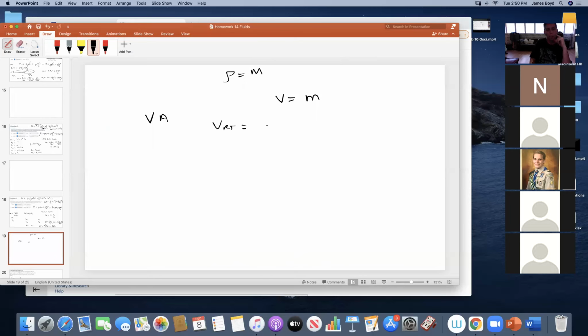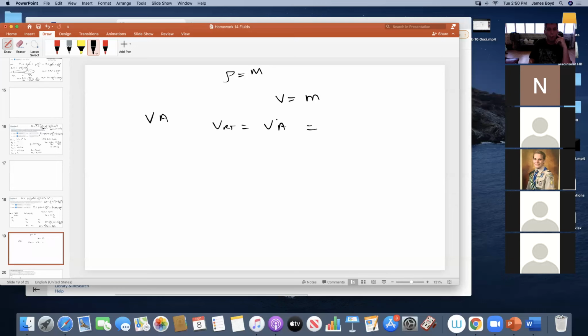So the volume flow rate is V times A. V is meters per second. V is not meters per second. V is meters cubed, its volume. Cross-sectional area is... my brain just locked up.